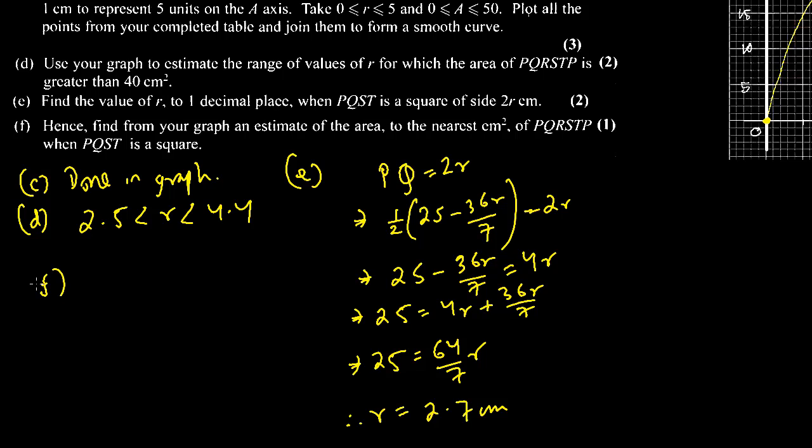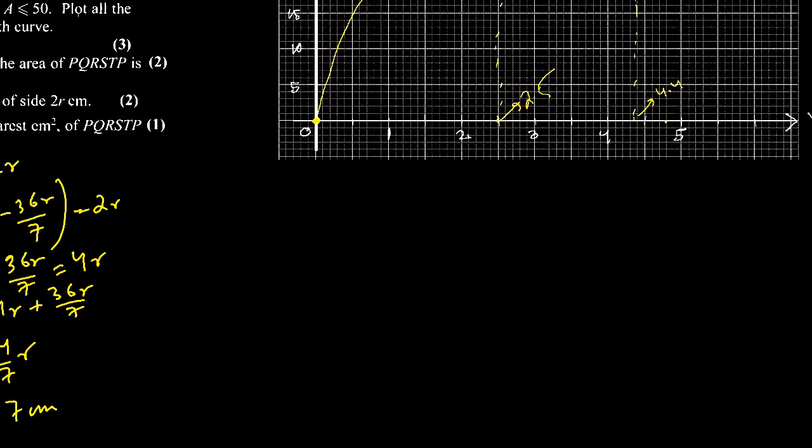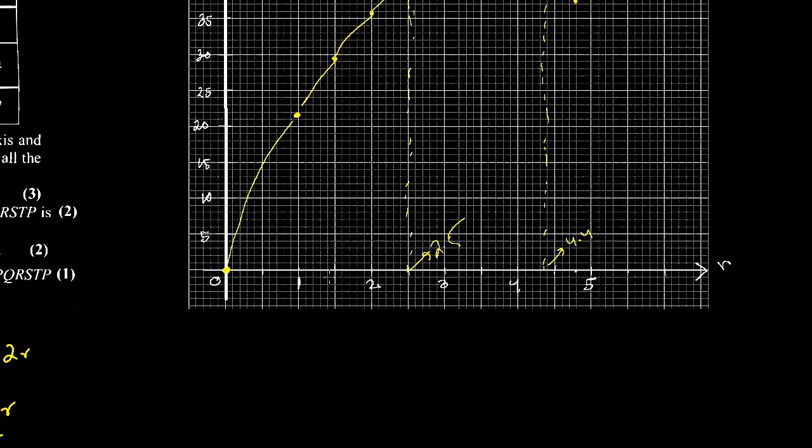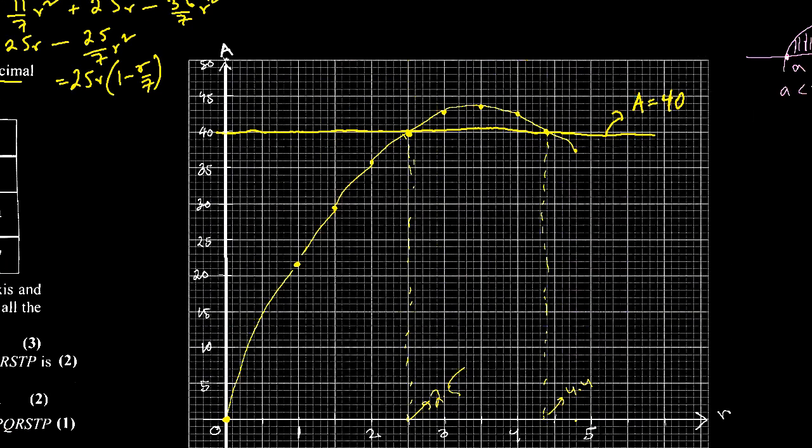So question number F, hence from your graph. Now we have to find the area. We know the value of R, 2.7. So using that, we have to find the area. So this one is using the graph. So 2.5, 2.6, 2.7, if 2.7 is the value of R, then what would be the area?